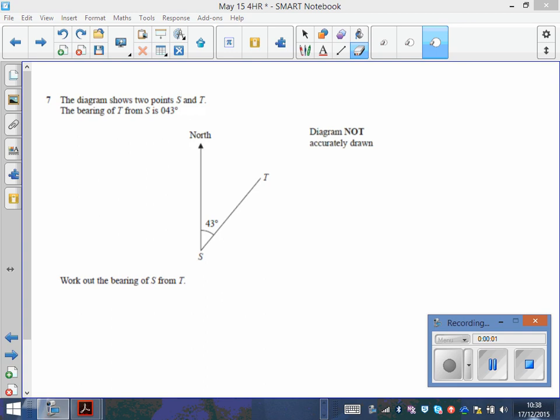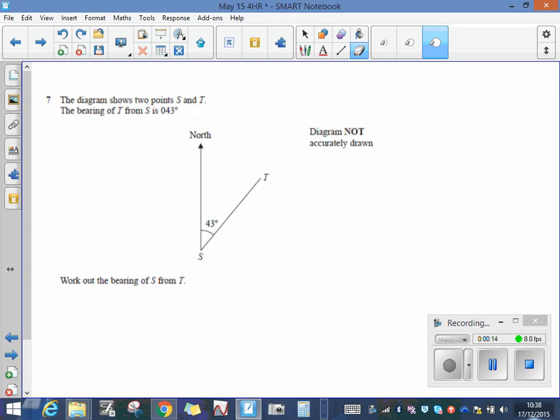Bearings question, and we are told that the bearing of T from S is 43 degrees. Remember, we have to have three figures, so they write it as 0, 4, 3 degrees. Bearing of T from S means that the "from" word is the most important.